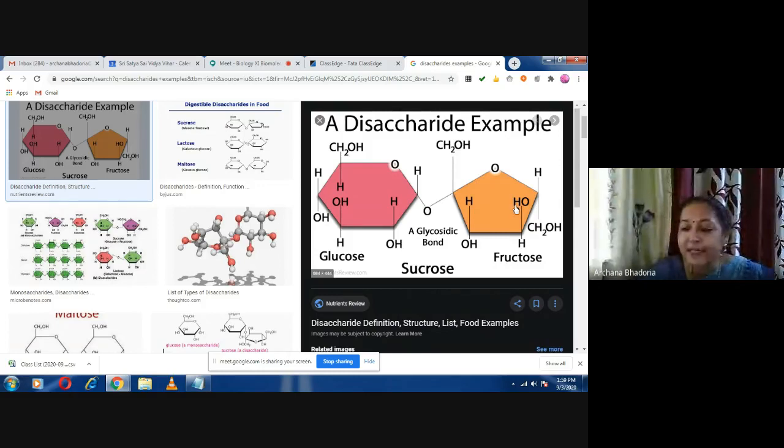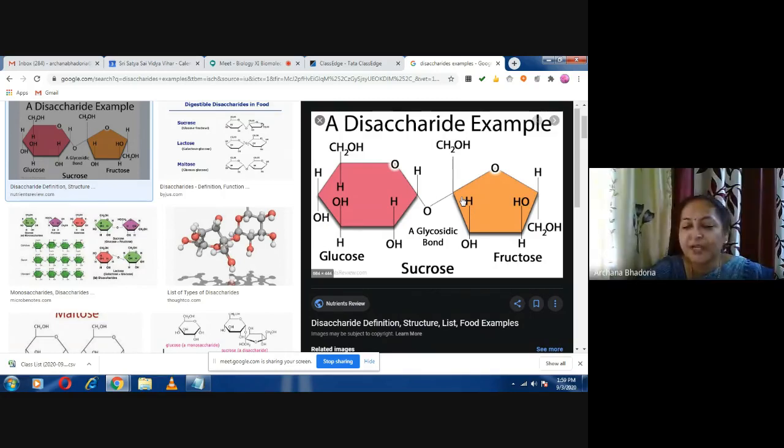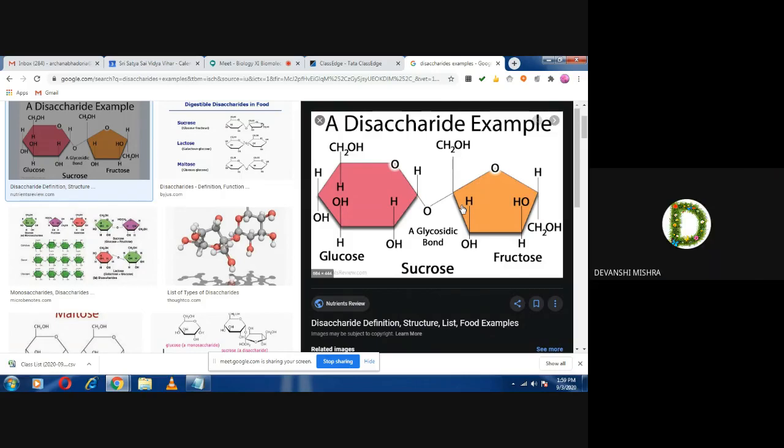And how they are formed? So disaccharides are formed by the formation of a bond between the first carbon of one monosaccharide and the fourth carbon of the second monosaccharide. Did you note down? Yes, ma'am. So the bonding is between which two carbon atoms? First carbon atom of glucose and fourth carbon atom of fructose.